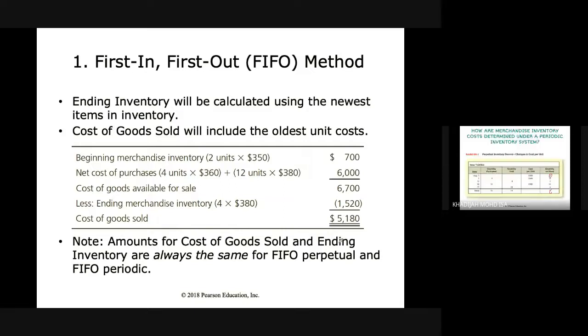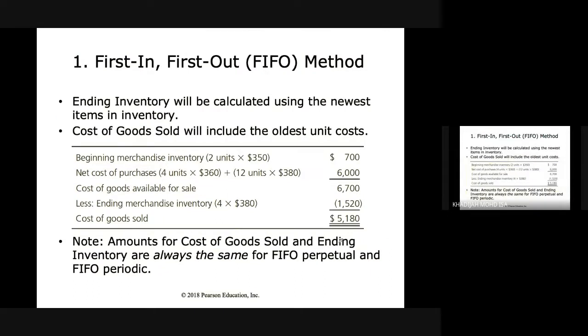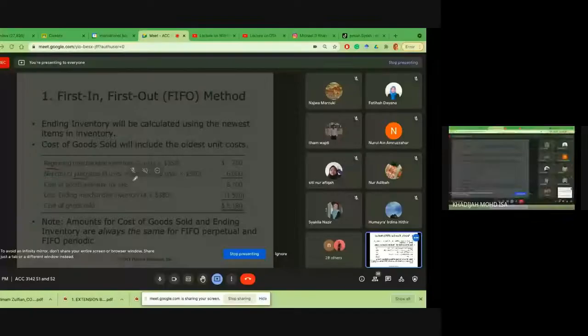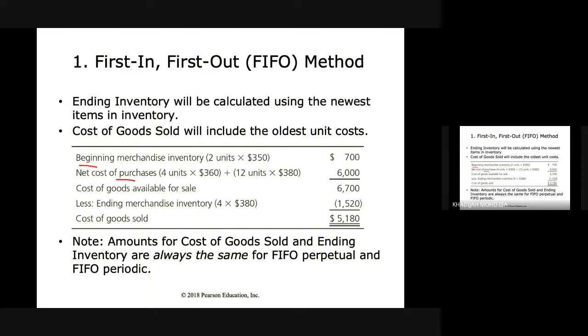Normally we use the same information given under perpetual, then we ask you to compute what would be the cost under periodic. You are given the beginning opening balance, which is 2 units at 350, and you know your purchases: 4 units at 360 and another 12 units at 380. So your opening balance plus your purchases is the cost of goods available for sale, sometimes called GAS. Goods available for sale, you have 6,700.